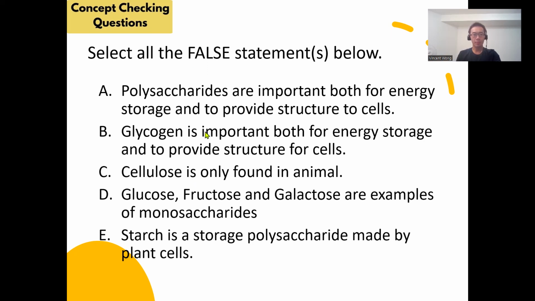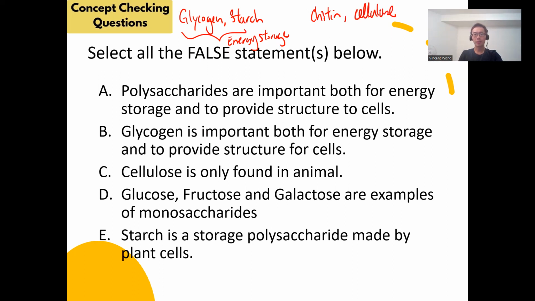So all these questions are about polysaccharides, right? We have 4 types of polysaccharides: glycogen and starch, which are for energy storage. Glycogen is for animals, starch is for plants. And we also learned about chitin and cellulose, which are for structure, right? So with that in mind, let's take a look at our choices.